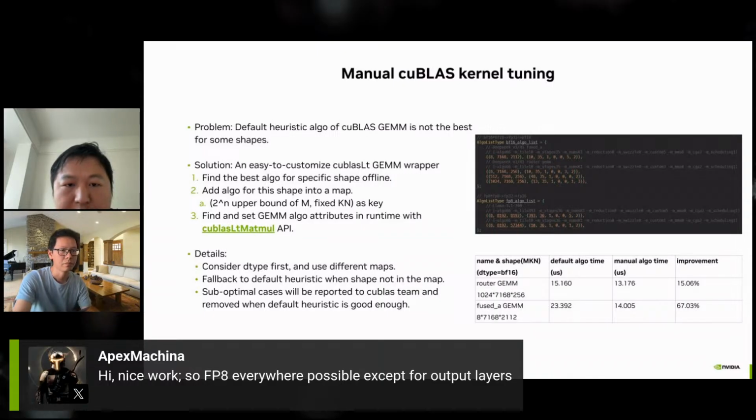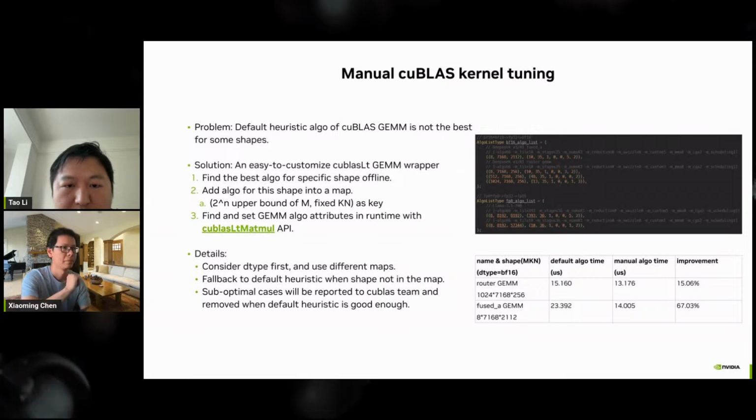Thank you, Xiaoming. And let's continue. For this cuBLAS kernel tuning, after we find some problem sets where cuBLAS may not have the best default heuristic, we also give this feedback to the cuBLAS team, and hopefully it will improve in a later release of cuBLAS, and then we can remove the manual heuristic in the TensorRT-LLM repo later.